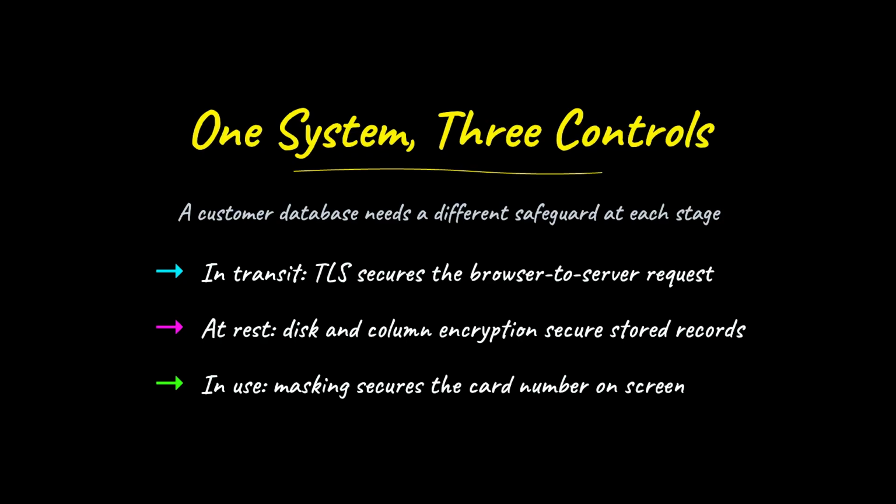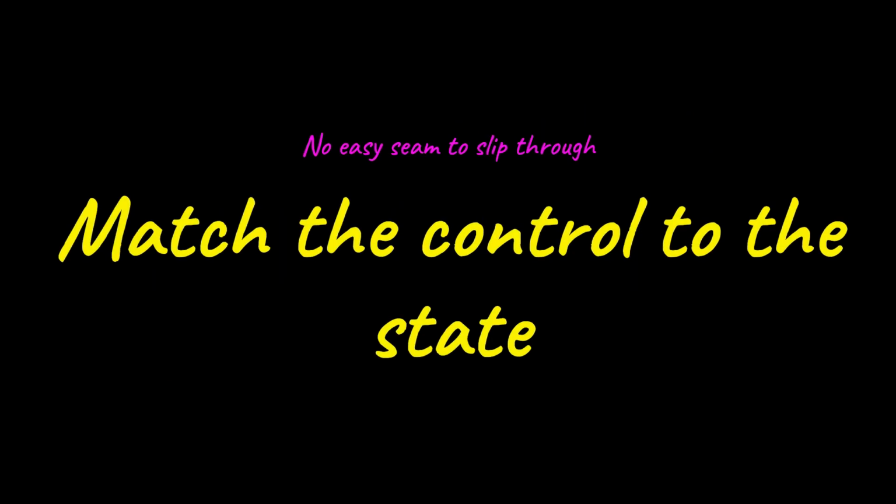Protecting only one state leaves the others exposed. The same data needs a secure channel in transit, a secure container at rest, and careful limits when in use. A plan that covers all 3 states leaves an attacker nowhere to slip through.